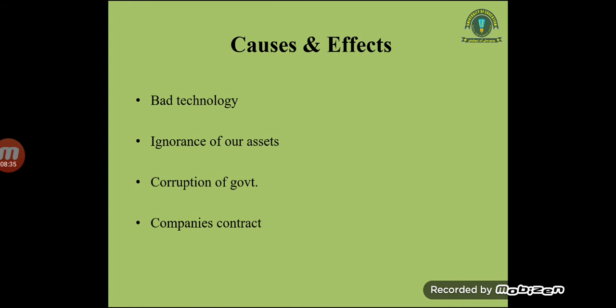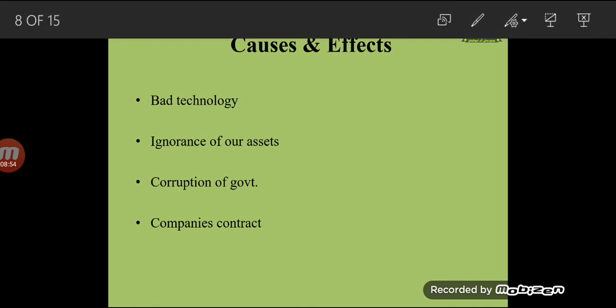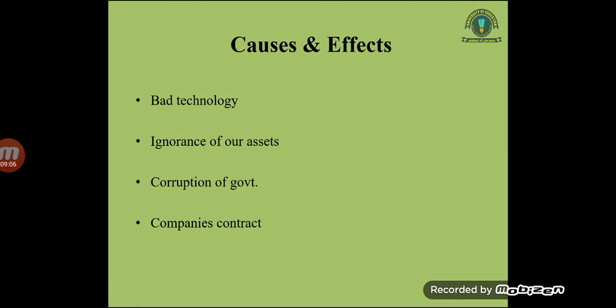So causes and effects. If we talk about the causes and effects, there are some problems which Pakistan has faced regarding petroleum. First of all, bad technology. Due to bad technology, we cannot utilize our natural resources as they should be utilized. The second important thing is ignorance of our assets, especially in Balochistan.